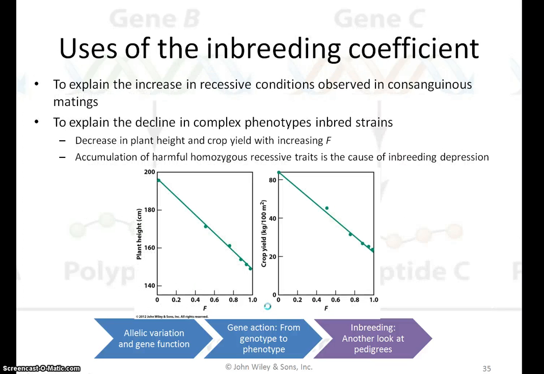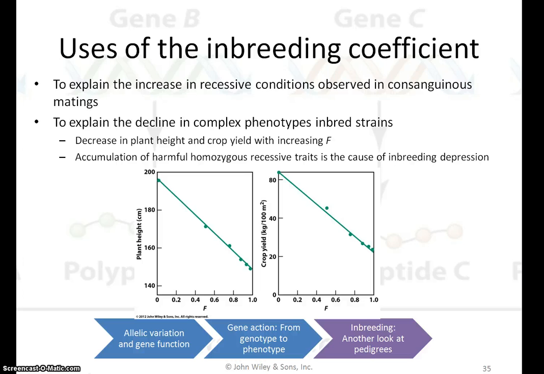Okay, so why do we even want to calculate this inbreeding coefficient? What are the uses of this? Well, we can use it for a couple of different reasons. One is to explain the increase in the recessive conditions that we observe in these consanguineous matings. So basically to explain why we see so many homozygous individuals with these homozygous recessive conditions from consanguineous matings when we look at those pedigrees.